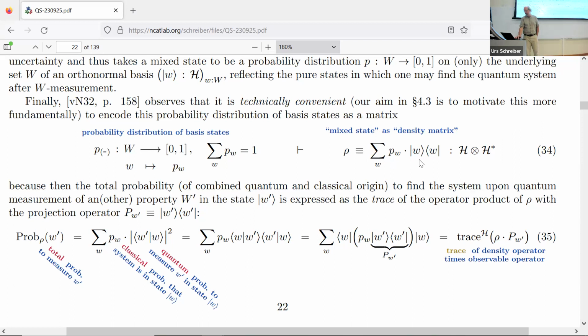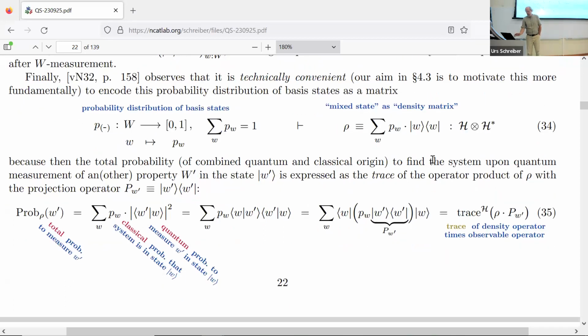It's the sum over W's of this projection operator on the W's eigenstate weighted by this probability. Right? So it's clear this is a thing you can do. Or convert that into this equivalence. It's a linear map, right? That is defined on base elements by taking W to PW times itself. So what is the point of this?